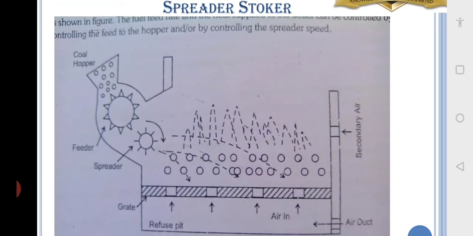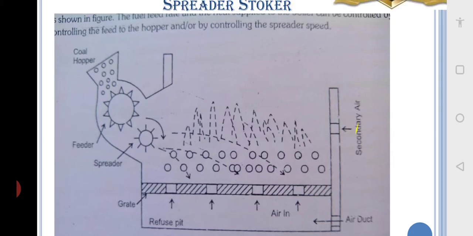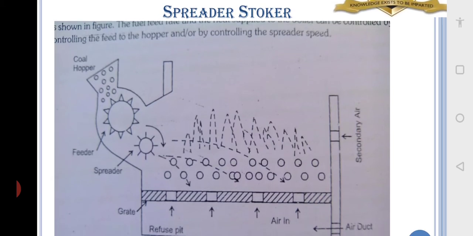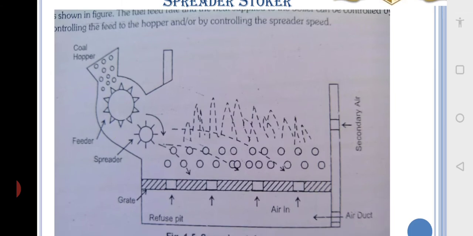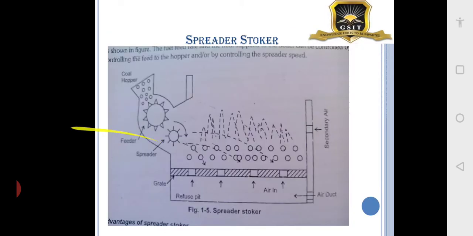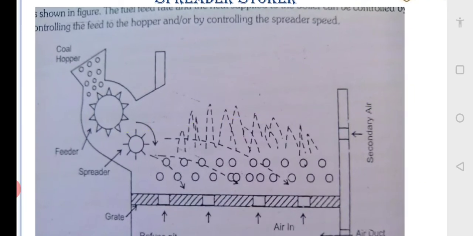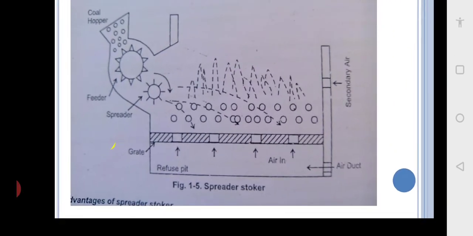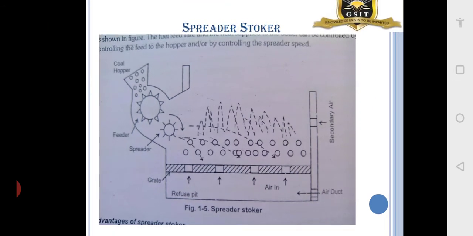The grate is not travelling here, but to spread the coal lumps you have got some gear-like arrangement which will spread. They are rotating, and because of their rotation they will throw the coal throughout the bed or grate. So this is known as a spreader stoker. And again you will have bottom air supplied, that is the primary air, and at the top you get the secondary air. Okay. So this is a spreader stoker.